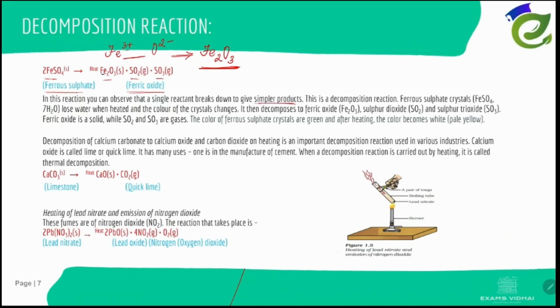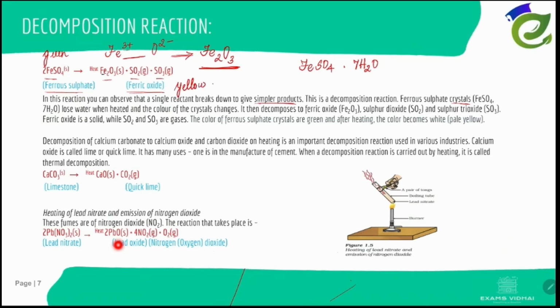Here, we might be wondering how this ferrous sulfate is breaking down. Naturally, ferrous sulfate will contain water along with it. So, it will exist as FeSO4.7H2O. This will break down to give out these water molecules, and this reaction is known as the decomposition reaction, and during this reaction it changes from green color to yellow color.